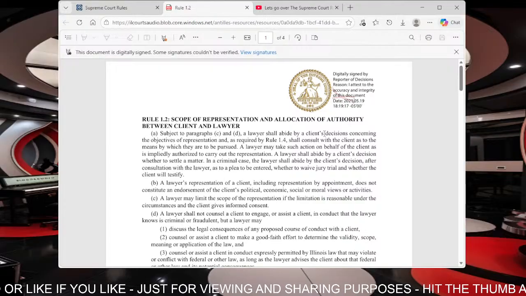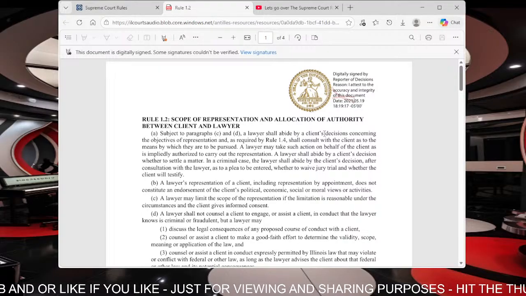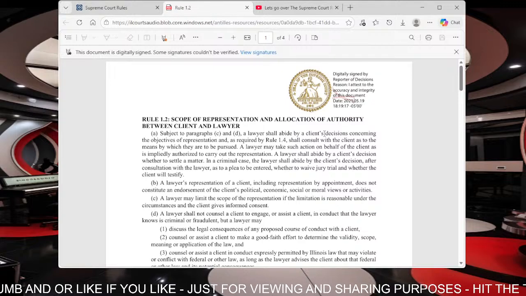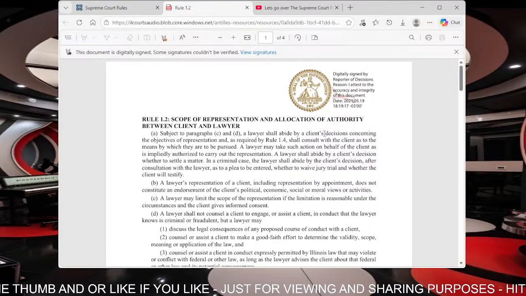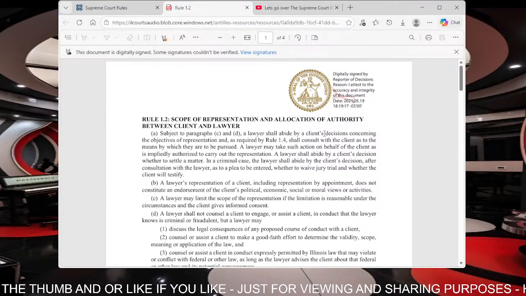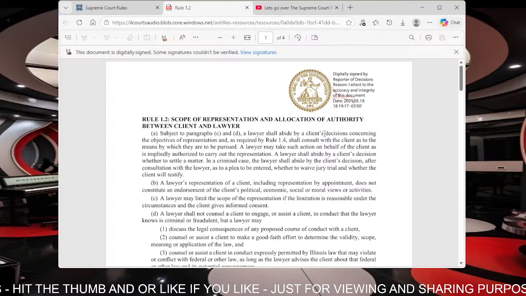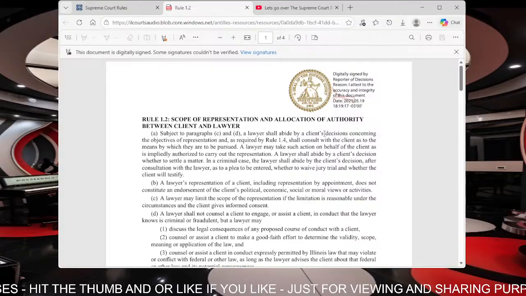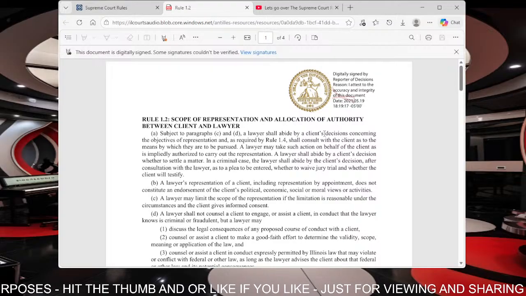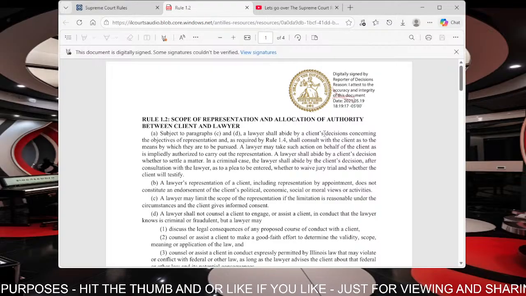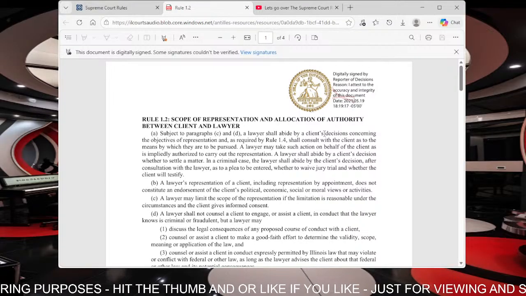A. Subject to paragraphs C and D, a lawyer shall abide by a client's decisions concerning the objectives of representation and, as required by Rule 1.4, shall consult with the client as to the means by which they are to be pursued. A lawyer may take such action on behalf of the client as is authorized to carry out the representation. A lawyer shall abide by a client's decision whether to settle a matter. In a criminal case, the lawyer shall abide by the client's decision, after consultation with the lawyer, as to the plea to be entered, whether to waive jury trial, and whether the client will testify.